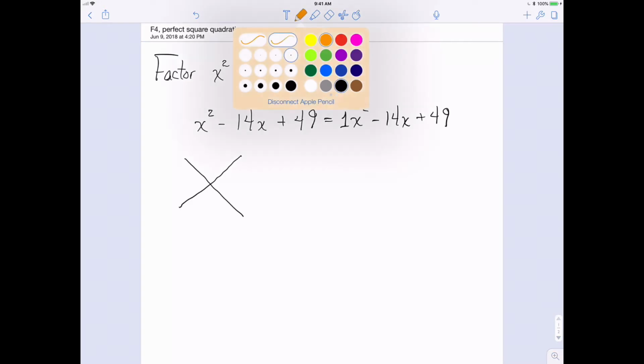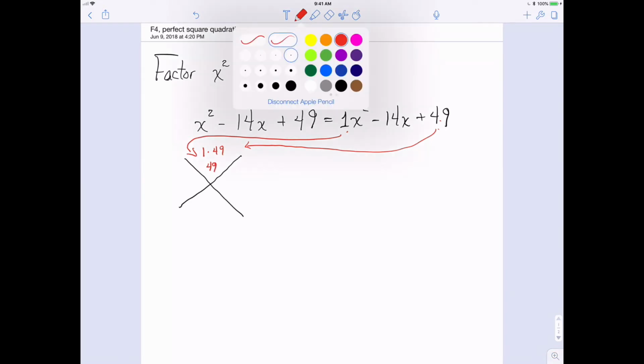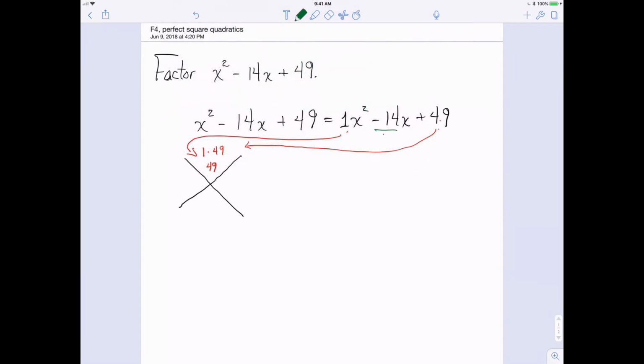Now, let's see. If I grab another color, let's grab orange. I like the orange. Or actually, I like red better. So I'll grab the red. Remember, in the top spot goes the very first number in front of the x squared, times the number without an x, so this is going to be a 1 times 49, so I can put 49 in the top spot, and the bottom spot then goes this number, the negative 14.